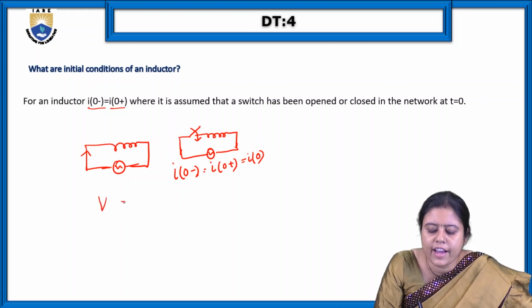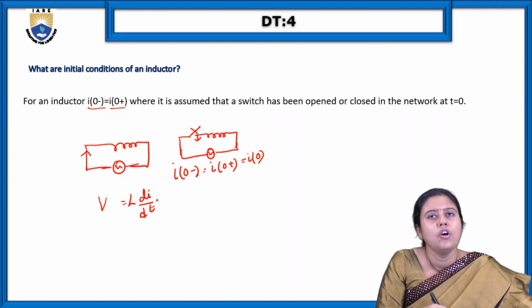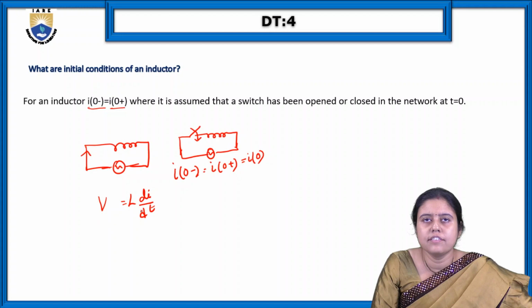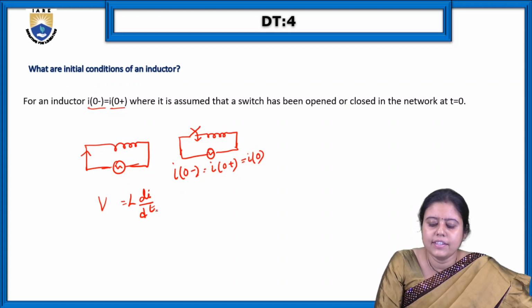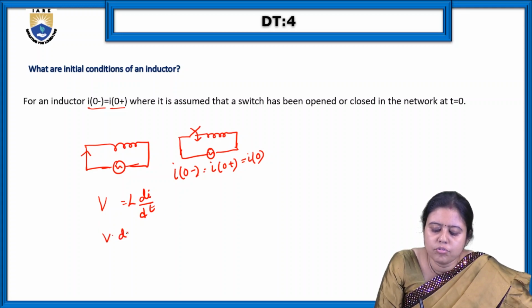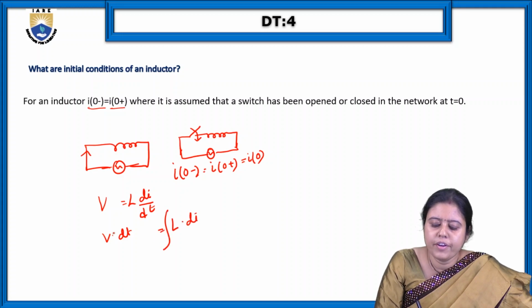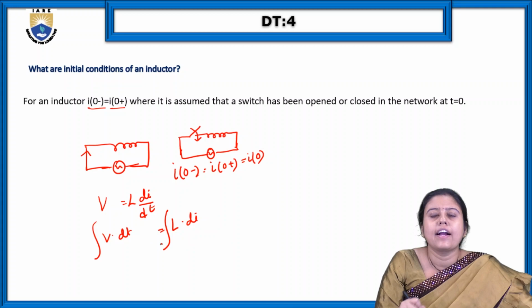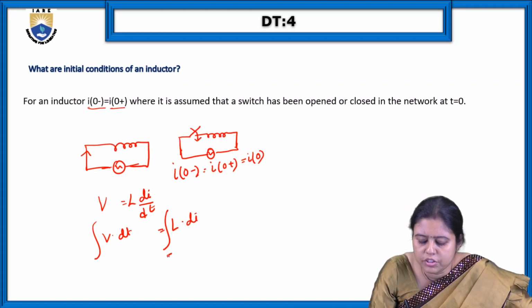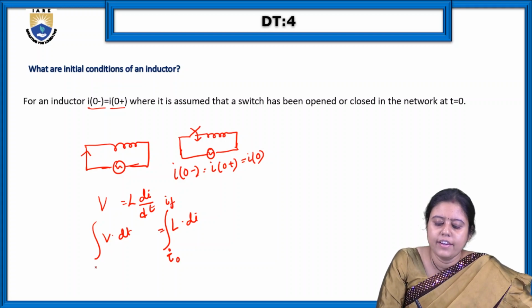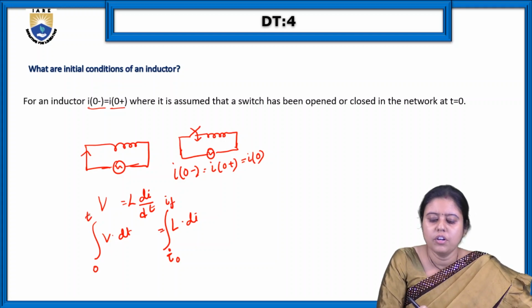We know the voltage across an inductor is equal to L di by dt. We have discussed this in the previous section also. V is equal to L di by dt, so V dt is equal to L di. If we integrate both sides, the current will not start from 0. It will start from I0 to I final, and t is equal to 0 to T.